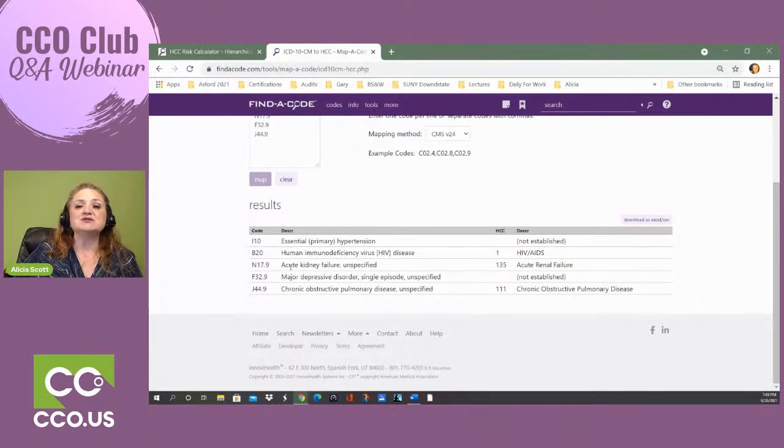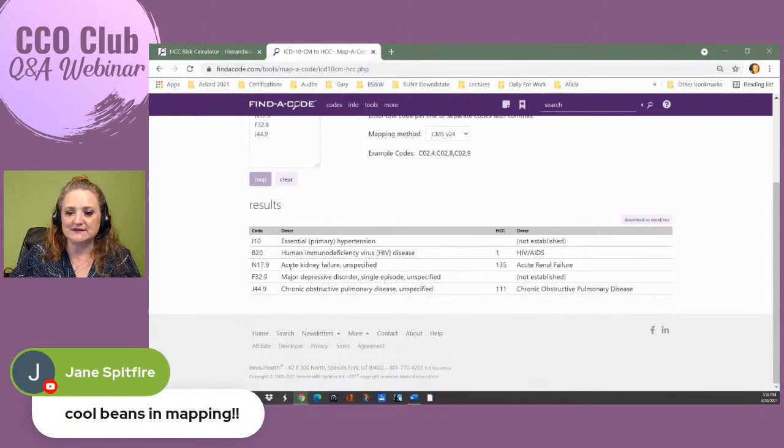F32.9, major depressive disorder, single episode, unspecified. Because it's unspecified, that means it won't risk adjust. But if you have an MDD that's specified, that's why you want to get your provider to specify it, then it would risk adjust. Another reason we do a lot of education in that area. J44.9 COPD is a 111, which is the chronic obstructive pulmonary disease. Okay. Now, this did all the work for us.